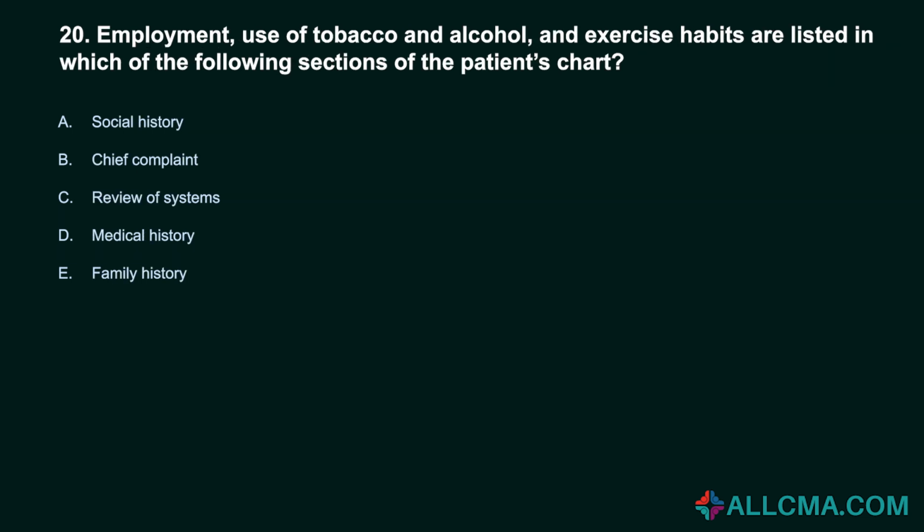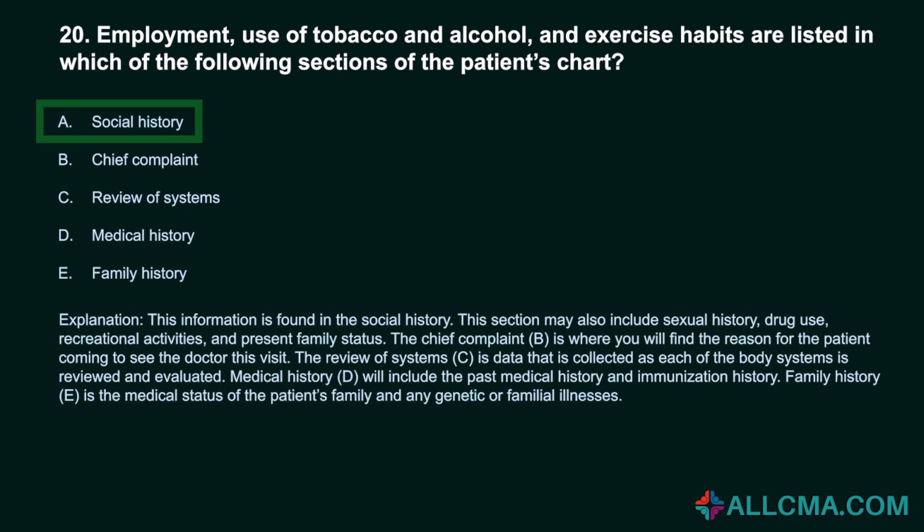20. Employment, use of tobacco and alcohol, and exercise habits are listed in which of the following sections of the patient's chart? A. Social history. B. Chief complaint. C. Review of systems. D. Medical history. E. Family history. Correct answer, social history.